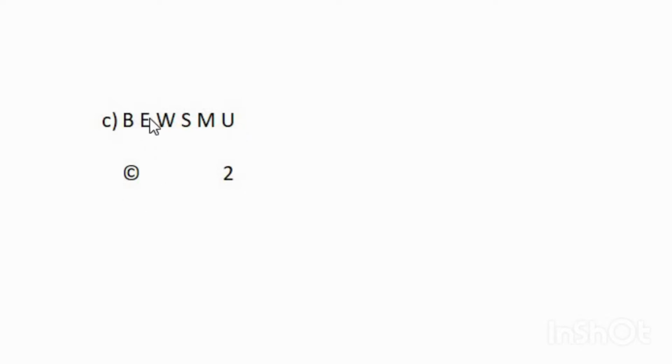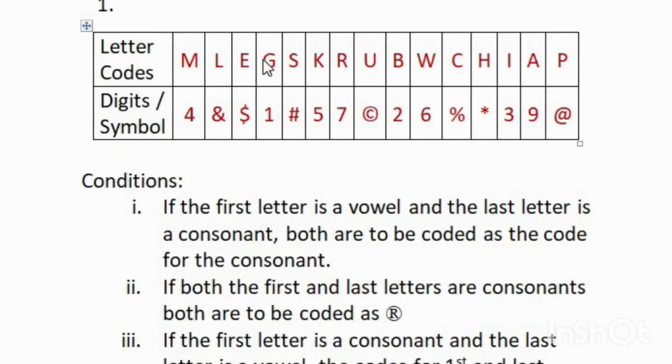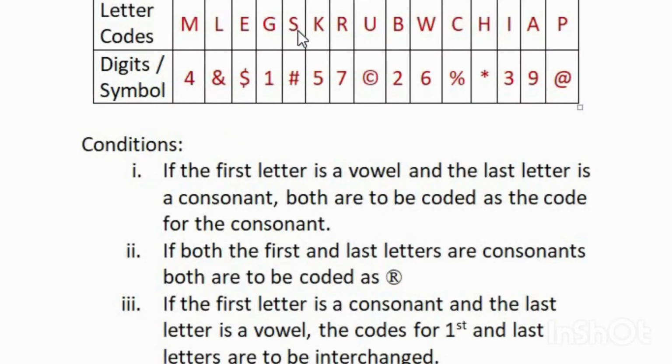Now the next letters E and W. From the table, the symbol corresponding to E is dollar, and the number corresponding to W is 6. So E can be coded as dollar and W can be coded as 6. Now the next letters are S and M. Corresponding to S it is hash, and corresponding to M it is 4. So S and M can be coded as hash and 4 respectively. So the answer is copyright, dollar, 6, hash, 4, 2.